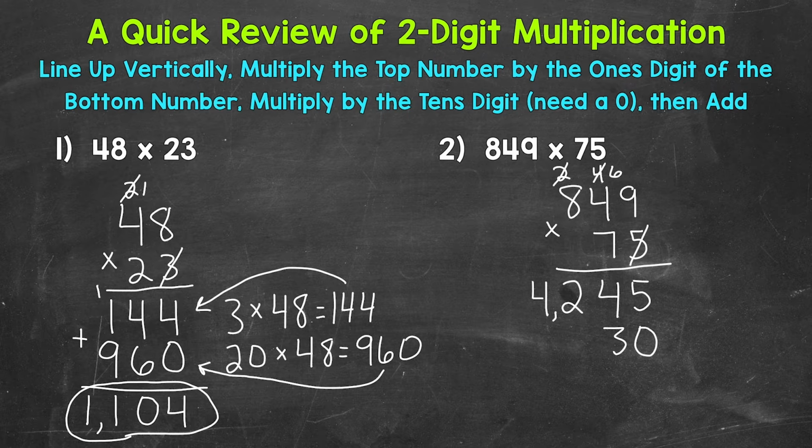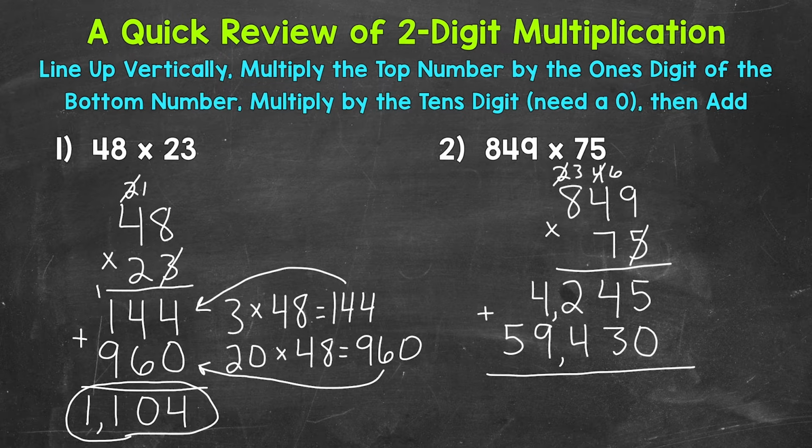Now we can multiply. We'll start with 7 times 9, which is 63. Carry that 6. 7 times 4 is 28, plus 6 is 34. Put our 4, carry the 3. And now we have 7 times 8, which is 56, plus that 3 is 59. So we put our 9, and then our carried 5. We don't have any more places to the left, so we can bring that straight down. Put our comma, and now we're ready to add.